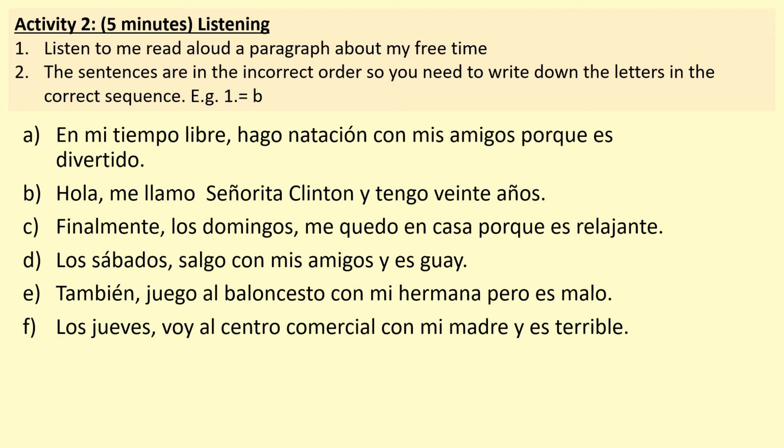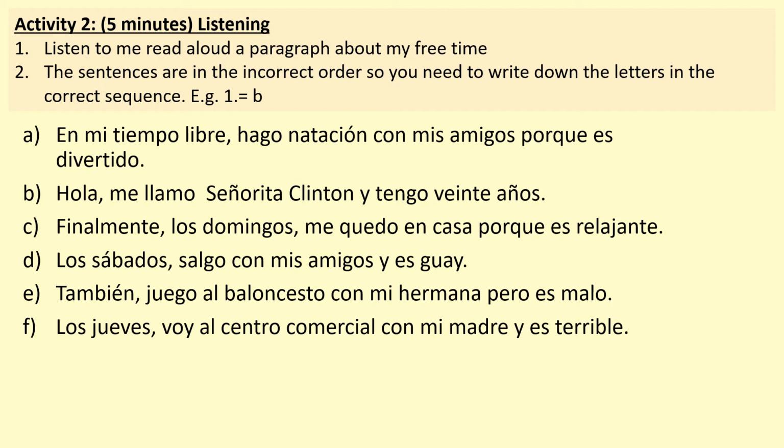And I could start you off by telling you, number one, for example, the first sentence, of course, is going to be Hola, me llamo, is going to be letter B, okay, because it's an introduction. Okay, so pens ready, listening carefully, and write the correct order in which you hear the sentences, writing simply the letters only.